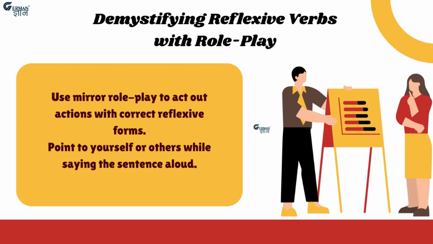Demystifying reflexive verbs with role play. So reflexive verbs like sich freuen and sich waschen are hard to conceptualize. Now the solution to this is to use mirror role play to act out actions with correct reflexive forms and point to yourself or others while saying the sentence aloud. For example, ich wasche mich. Here mich is the reflexive pronoun and the sentence translation is I wash myself. And another example can be interessiert sich, means he is interested. So here sich is the reflexive pronoun. For practice, you can write dialogues for morning routines using reflexive verbs or create a comic strip showing each action.